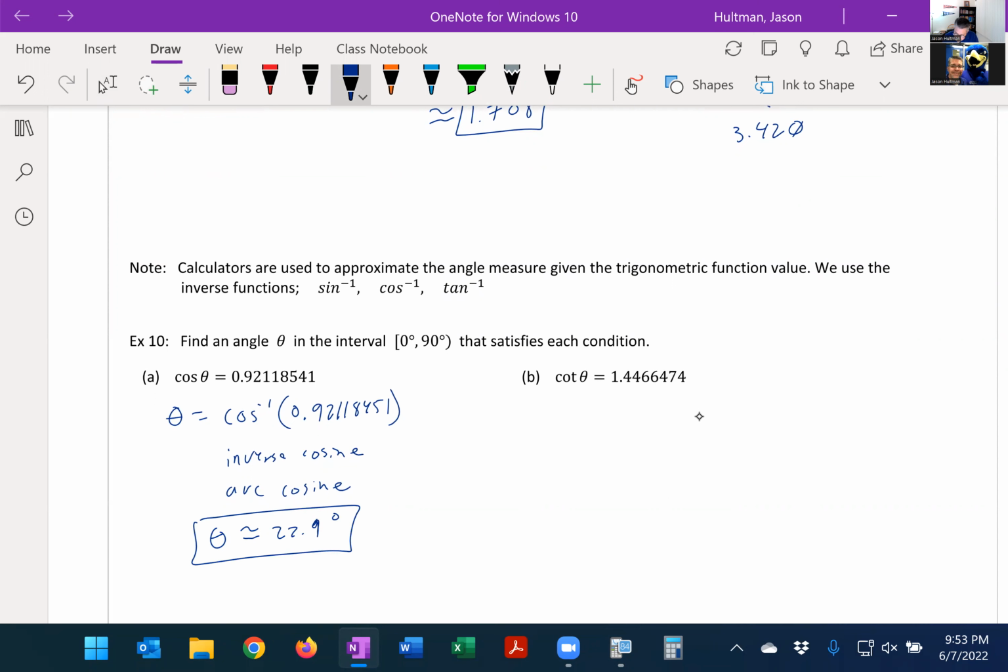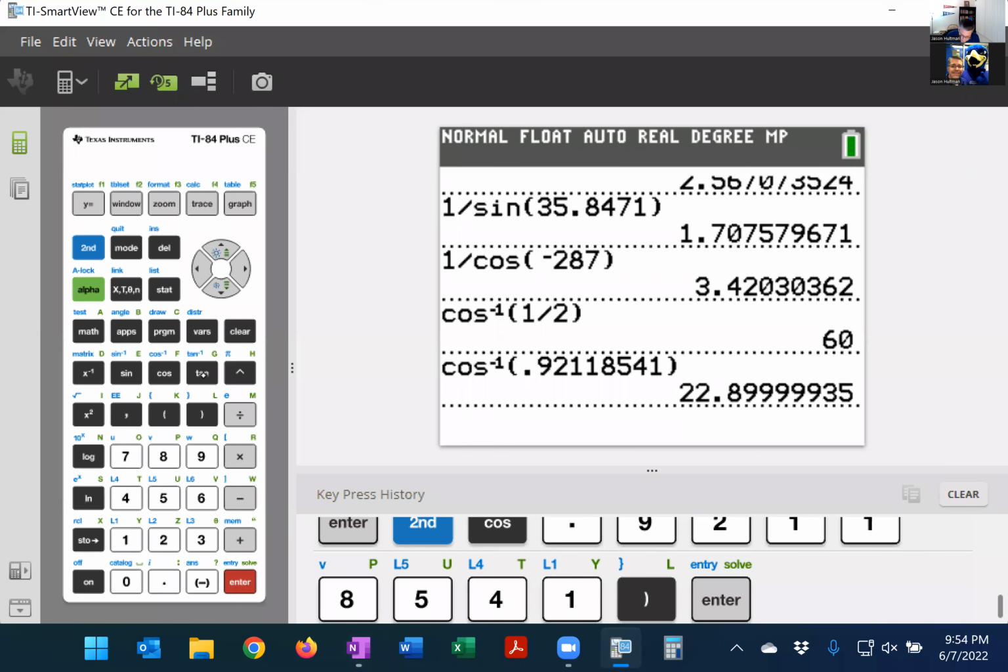What about cotangent? Now this one's a little tricky because we don't have an arc cotangent key. We have an arc tangent key. So we have to change the cotangent into a tangent. So how do we change cotangent and tangent? Well, they're reciprocals of each other. They're just flipped upside down.